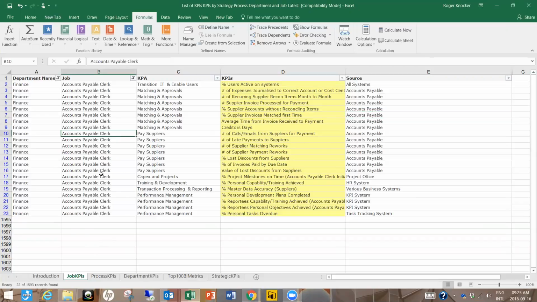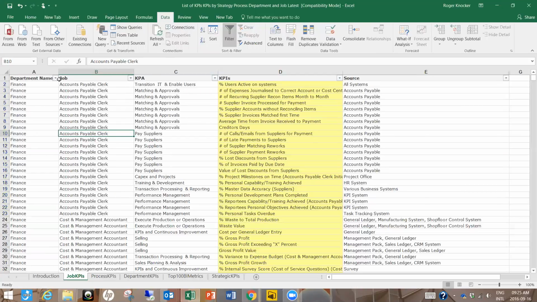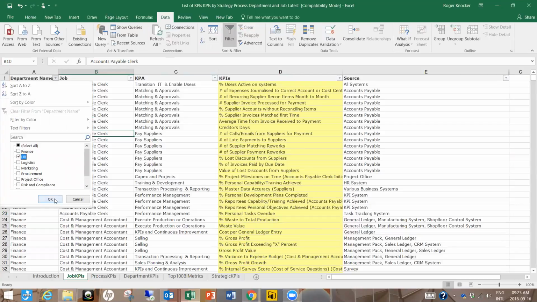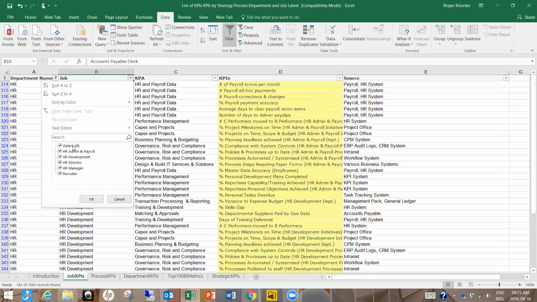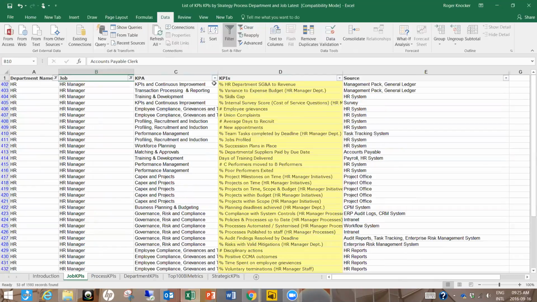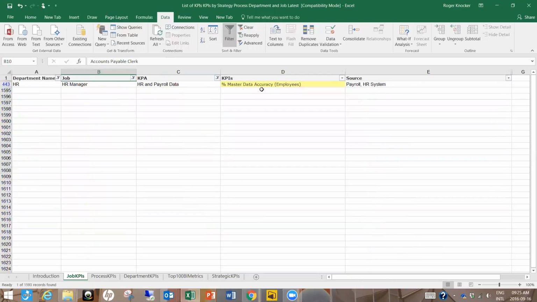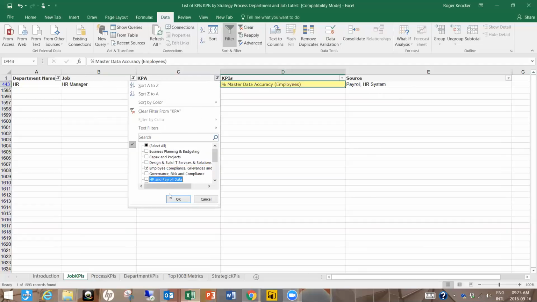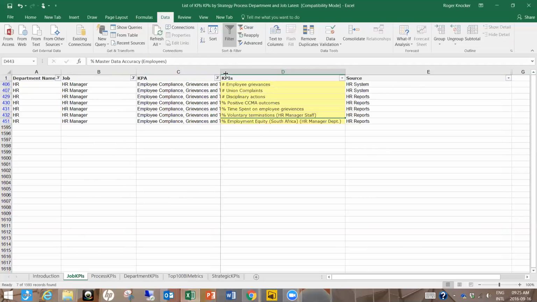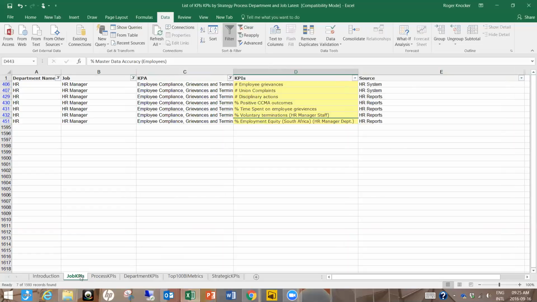It's the first tab. And you can then switch over when you want to look for another job, just clear the selections. And let's say you want to look in HR, and in HR, you're looking for something like an HR manager, for instance. And then you'll see the more senior the job is, you're going to see more KPIs for that person. They are grouped into KPAs, like I said. So for instance, if you're looking for something to do with HR and payroll data, in this case, it's just master data that would be applicable to the HR manager. But if I was looking at employee compliance and grievances, there might be a few more KPIs. So that is the jobs tab.